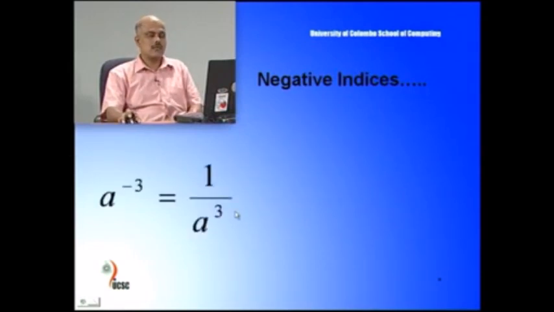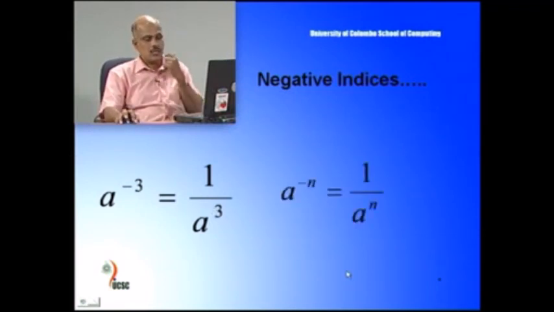So now you can understand that a to the power minus 3, the negative indices, can be transformed to positive indices like these expressions. This can be generalized to a to the power minus n equals 1 upon a to the power n for any n.